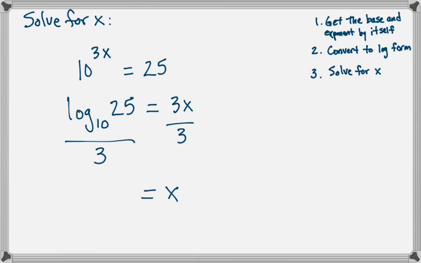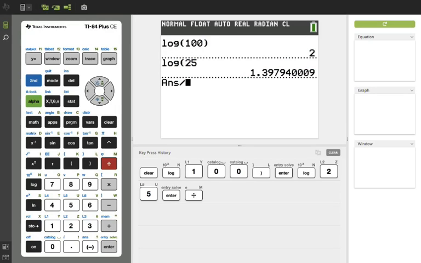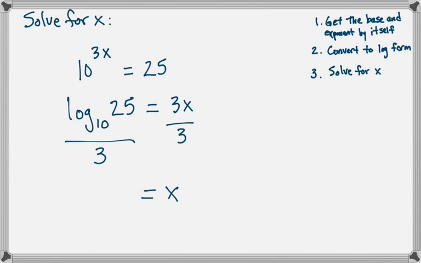Now I just need to divide that by 3. So we're going to divide the answer by 3, and I get 0.47 with a little bit of rounding. So x would equal 0.47. And of course, you can check your answer on this. You could plug in 0.47 for that x right there and see if it equals 25.